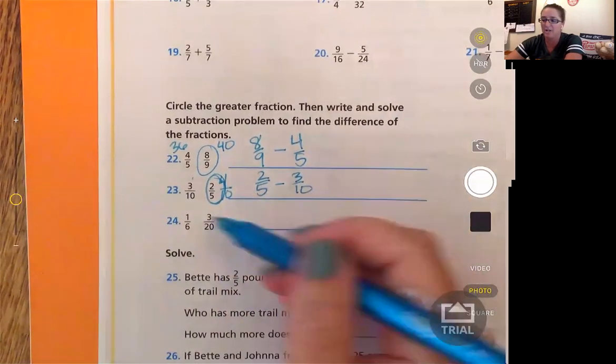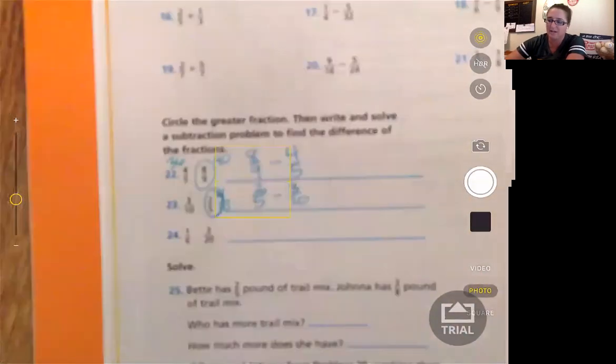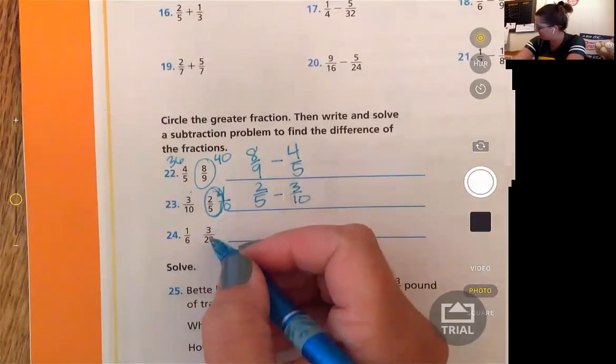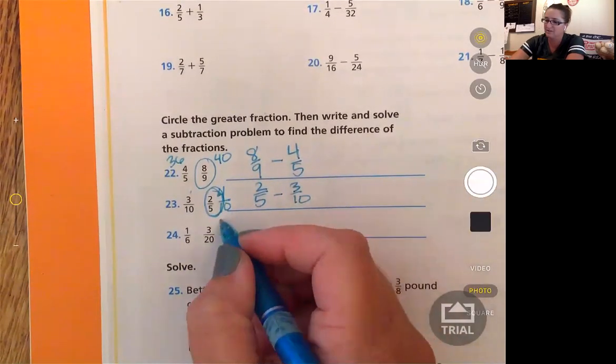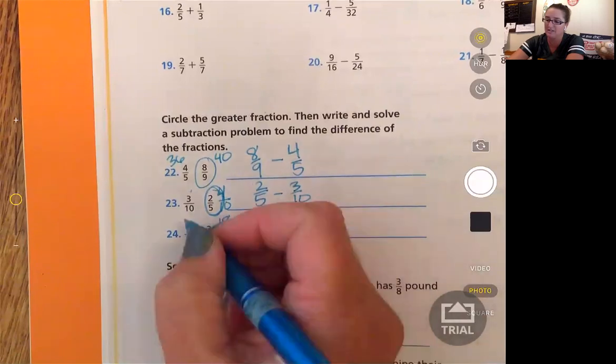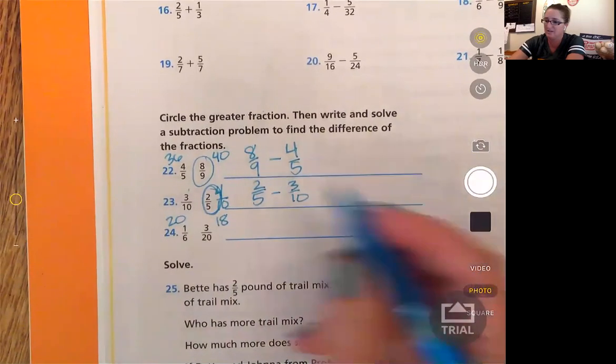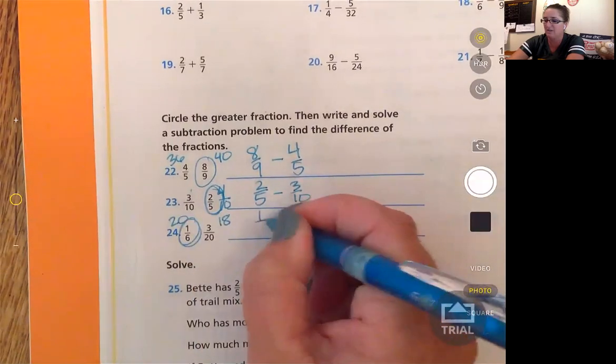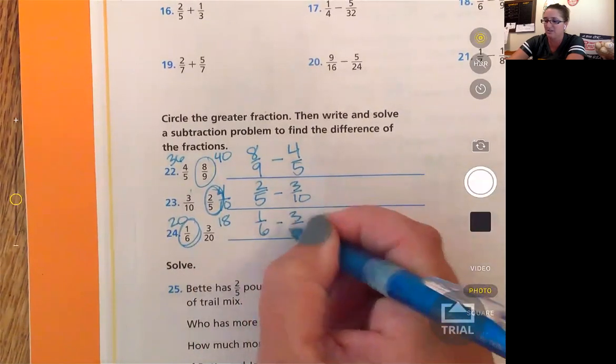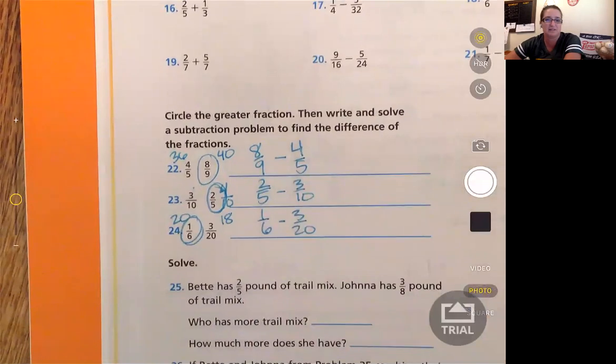And how about the last one? 1/6 and 3/20. Let's do butterfly on this one. 6 times 3 is 18. 20 times 1 is 20. Which one's bigger? 1/6. So I would say 1/6 minus 3/20. Okay.